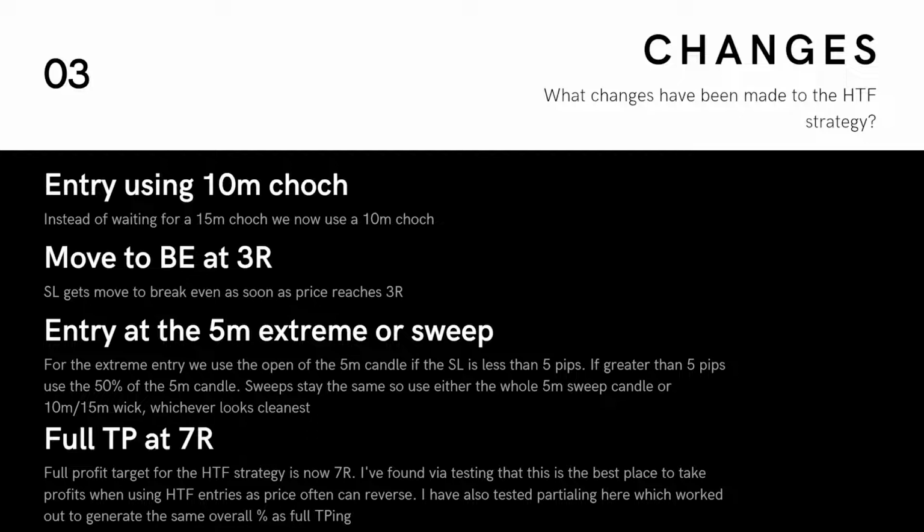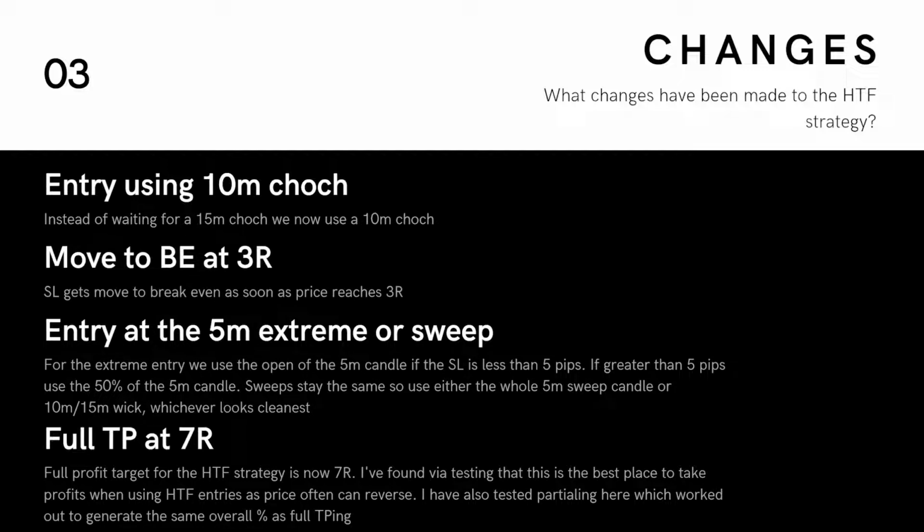Entry will now be at the 5-minute extreme or the sweep. So when we have a 10-minute change of character, then we can go down to the 5-minute and see if there's been a sweep in there, or we're going to use the 5-minute extreme. So if there's been a sweep, then we can use the 5-minute sweep, or we can go to the 10-minute or the 15-minute for the sweep and see whichever looks the cleanest. If there's been no sweep there, then we can use the 5-minute extreme.